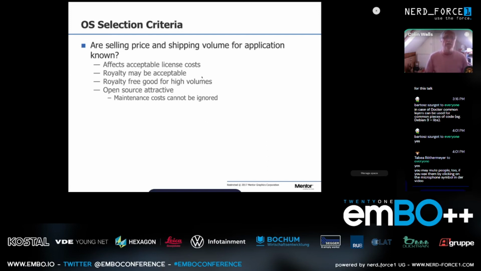Now, open source is attractive because open source is free, isn't it? It's not free. Open source is attractive for lots of reasons, but bear in mind that the maintenance costs are ongoing and cannot be ignored, because you can't just deploy an open source operating system and then forget it, because the code is constantly updated, there are security issues and so forth. So maintenance cannot be ignored. That is an ongoing cost.